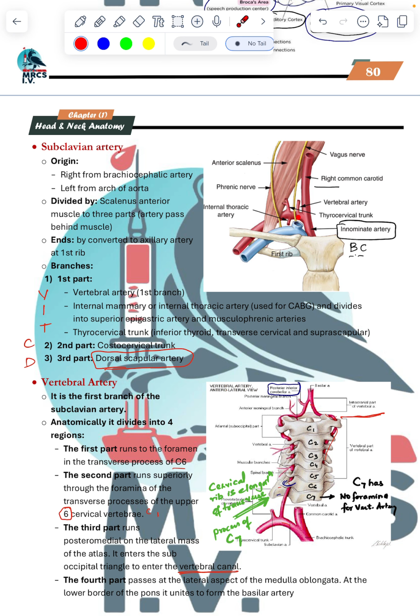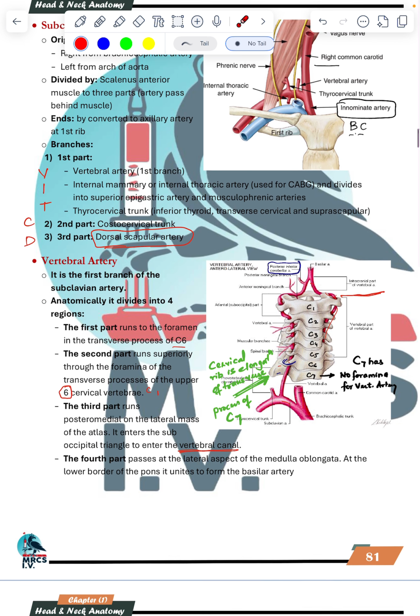The first part has three branches. One is with CD: vertebral artery, internal mammary artery, thyrocervical trunk. Vitamin C is the costocervical trunk. D is the dorsoscapular. So these are the branches of the subclavian artery. So first is vertebral, internal mammary, thyrocervical trunk.